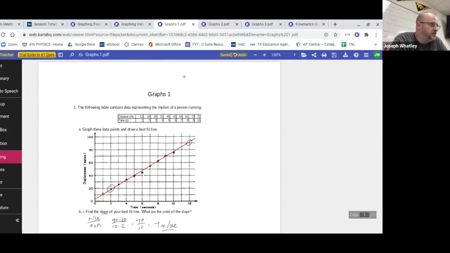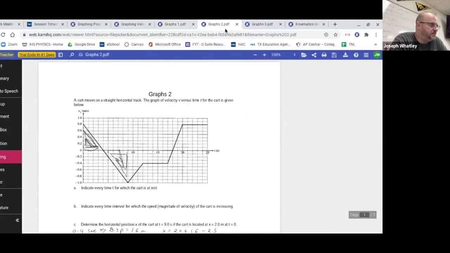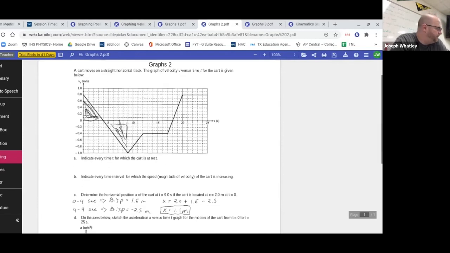Awesome. Let's move into the next one because time is of the essence today. All right, and actually, I'm going to leave that shading in. All right, so graphs 2. They gave us the graph. You can see that I've scribbled in some shading there.